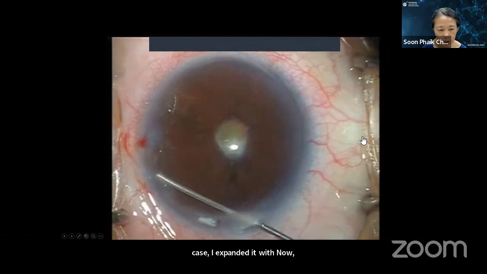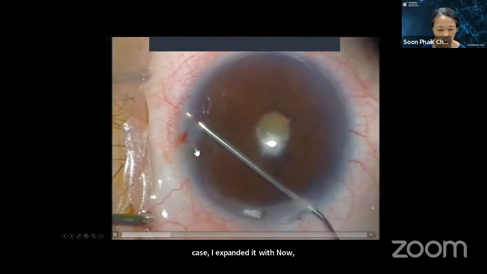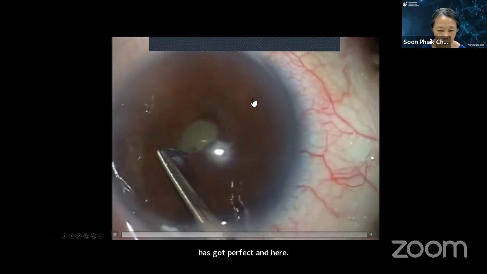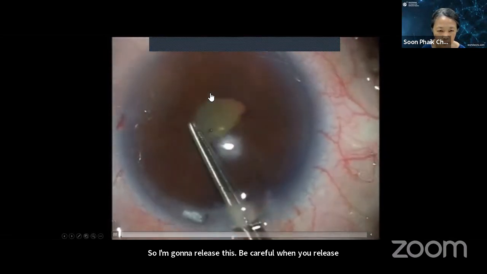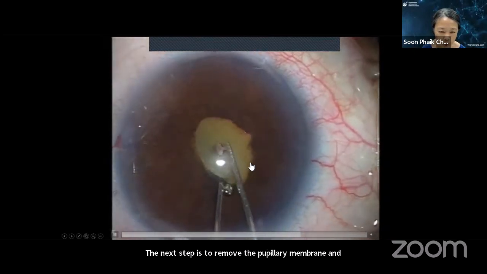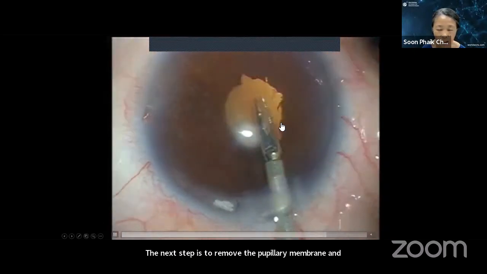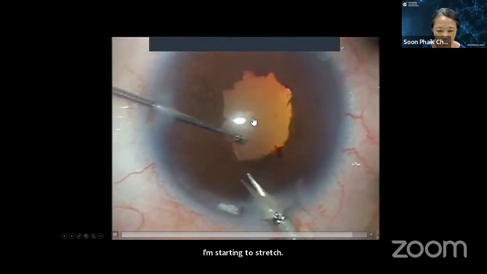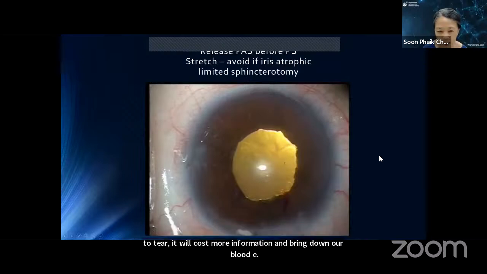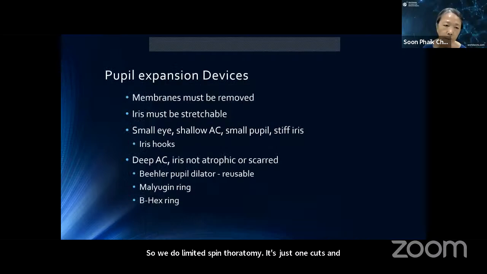Now, look at this patient who now has peripheral anterior synechiae. So I'm going to release this. Now, be careful when you release it that you do not detach Descemet's membrane. The next step is to remove the pupillary membrane. And I'm starting to stretch, but you see here it's beginning to tear. So when it begins to tear, it will cause more inflammation and breakdown of blood ocular barrier. So we do limited sphincterotomy. It's just 1 mm cuts and multiple cuts evenly.